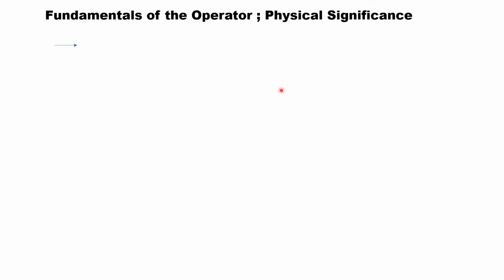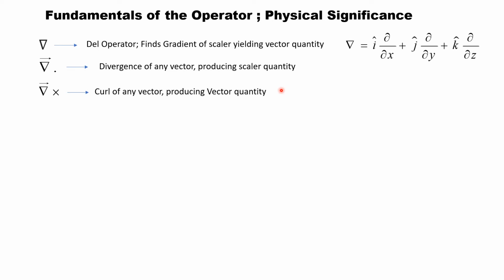But before going through Maxwell's equations, there are operators: del, divergence, and curl, which you have seen. We need to know thoroughly the physical significance of the operators, I mean how they are useful in Maxwell's equations. So first is the del operator. If it acts on a scalar quantity, it finds the gradient and yields a vector quantity. So how can we write it?